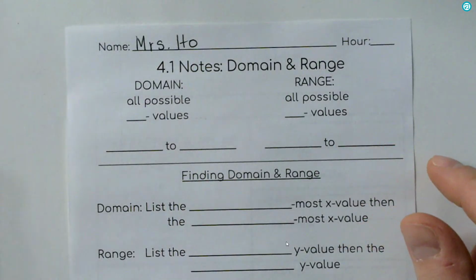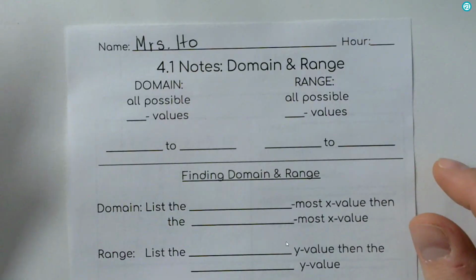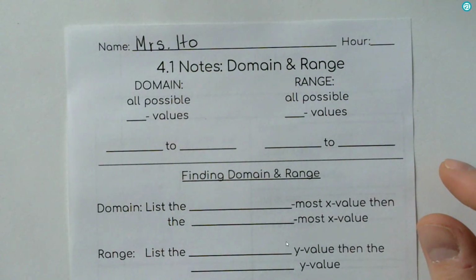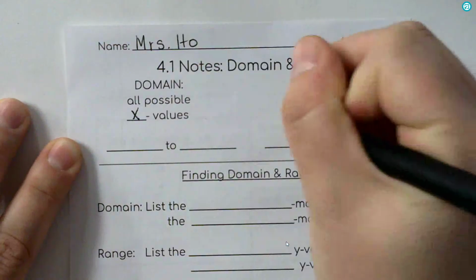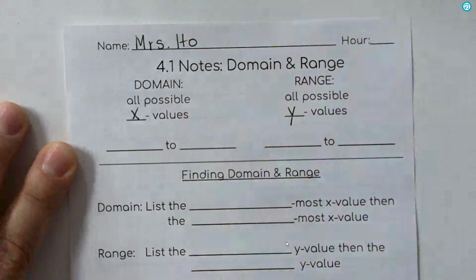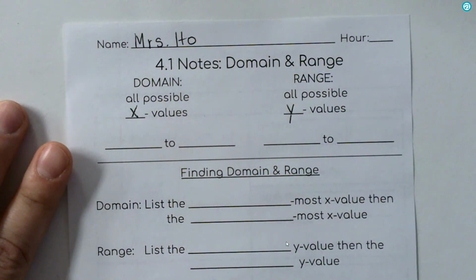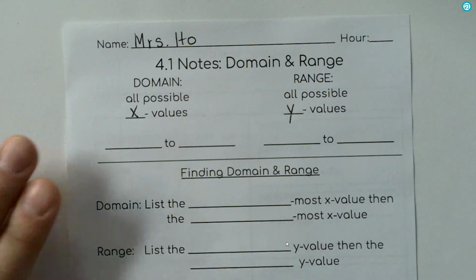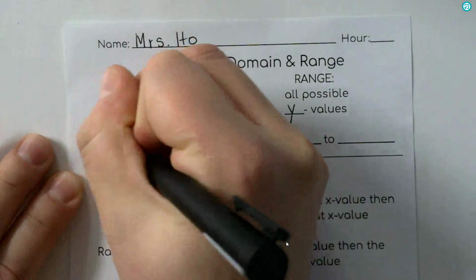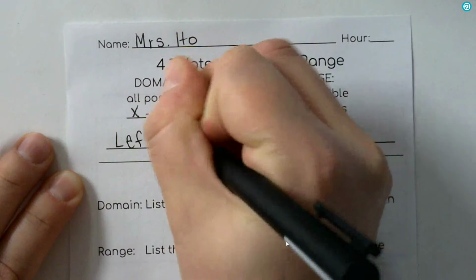Domain and range has to do with us looking at graphs and looking at all of the possible x values on a graph and all of the possible y values on a graph. So domain, we look at the graph, we see all of the possible x values. X is our horizontal axis, it's from left to right. So we're looking at all of the possible values from left to right.